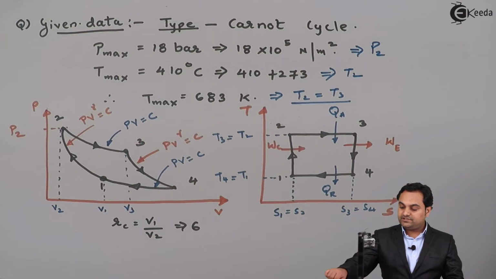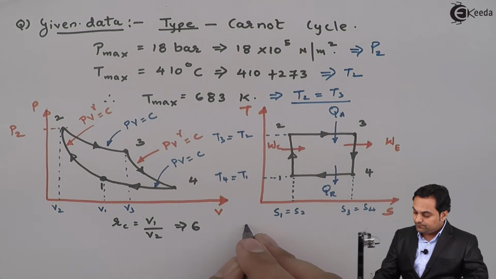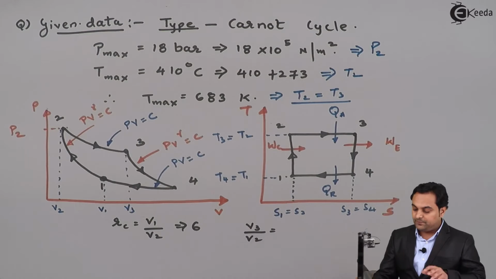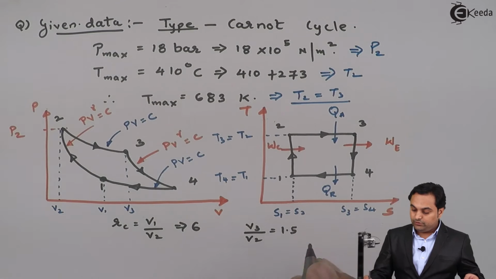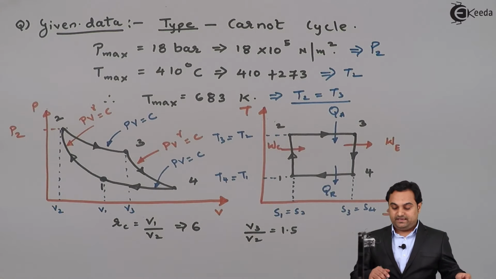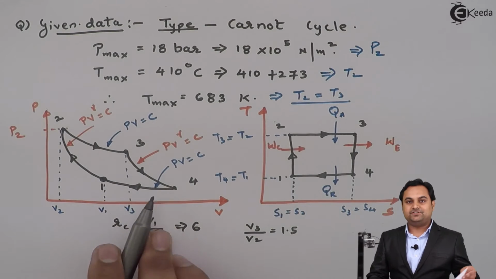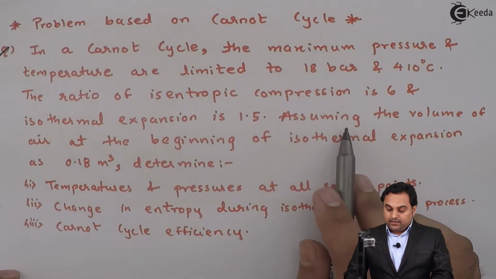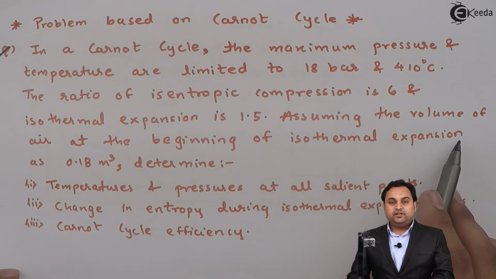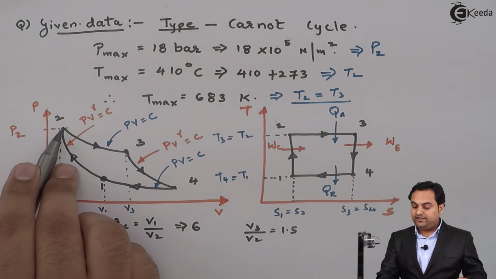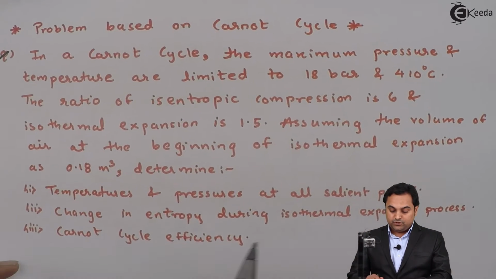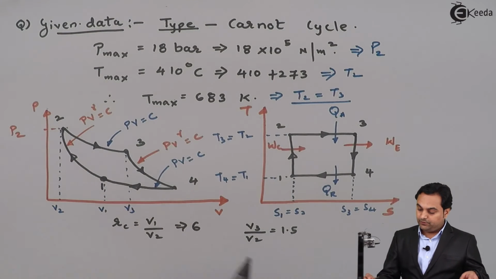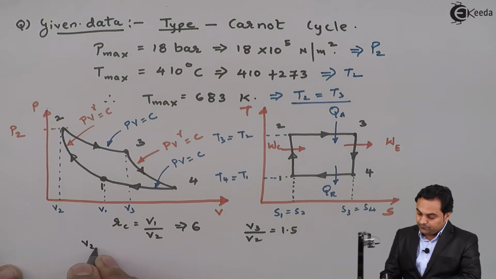So V3 by V2 is the ratio during expansion, and that ratio is given as 1.5, the ratio during the isothermal expansion process. And after that there is isentropic expansion. Next, assuming the volume of air at the beginning of isothermal expansion, at the beginning of isothermal expansion, which starts at 2, the volume is 0.18 meter cube. So V2 is equal to 0.18 meter cube.